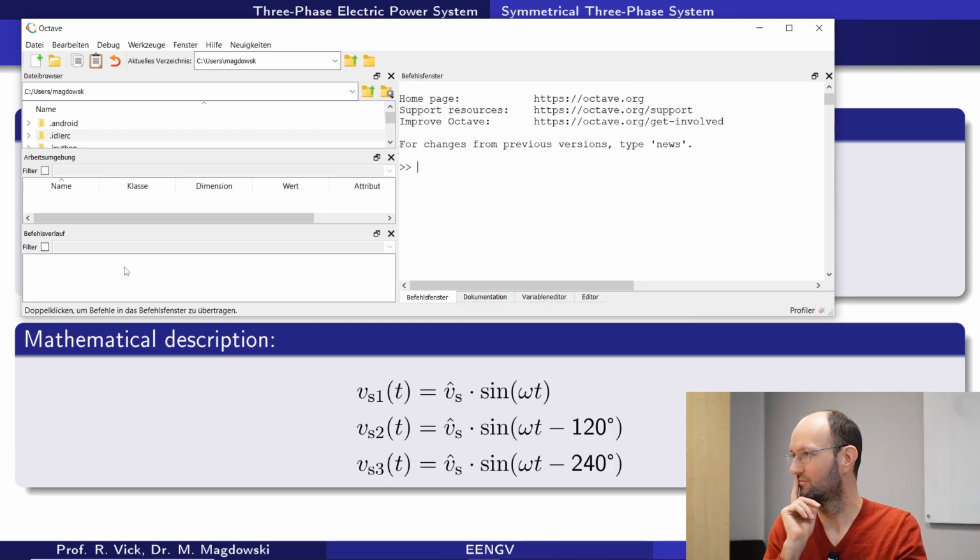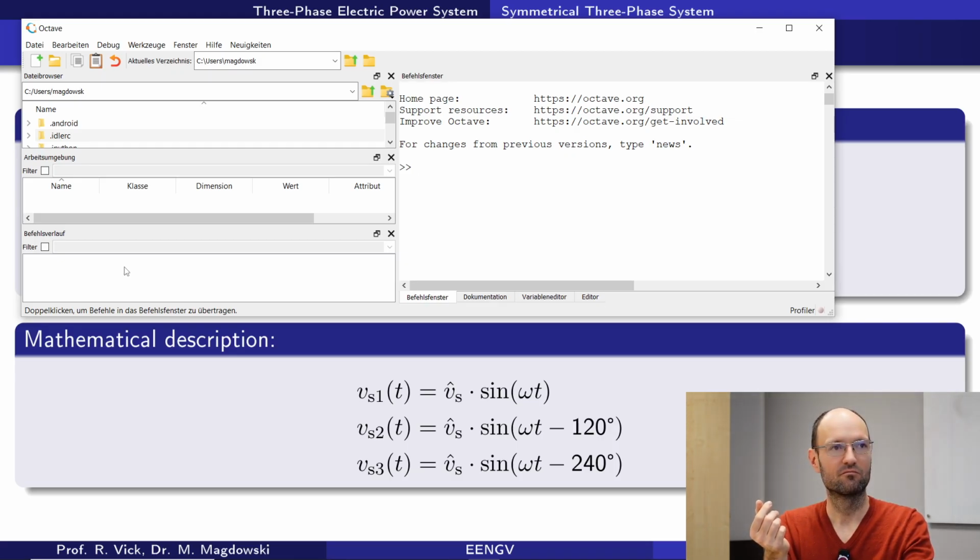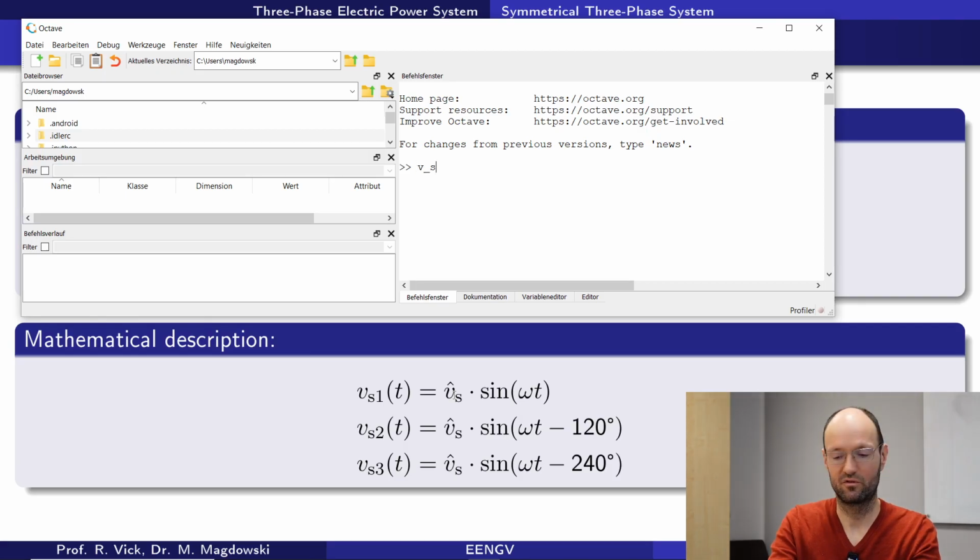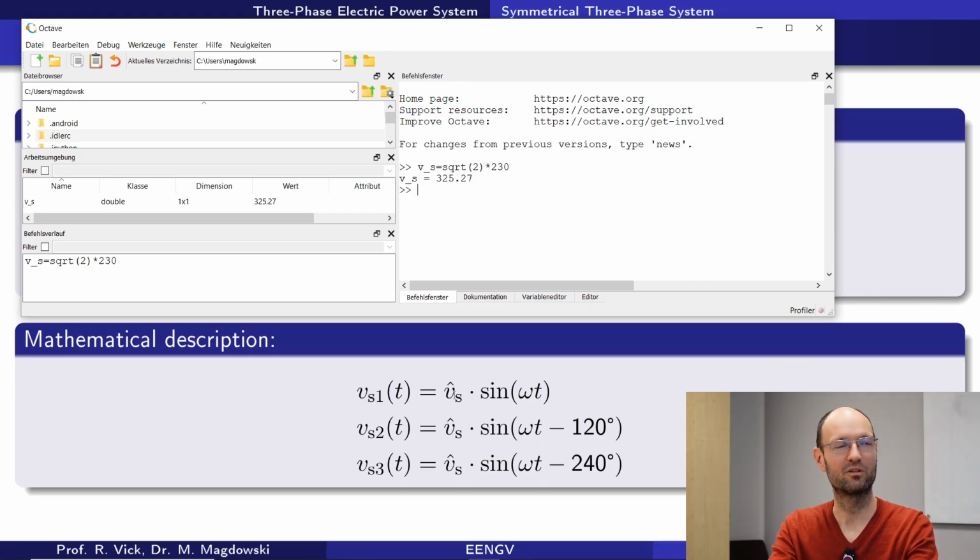Any ideas? We would need to have these sine functions there. Let's say our amplitude here, as we've discussed, is square root of 2 times 230. What do we get there? Do you remember this value? Something like 325, I would guess. This is the peak voltage of our power outlet. This is the RMS voltage, and this is the peak voltage.